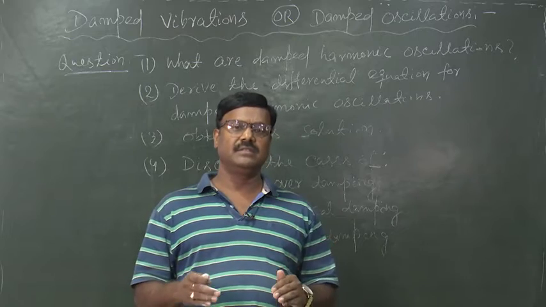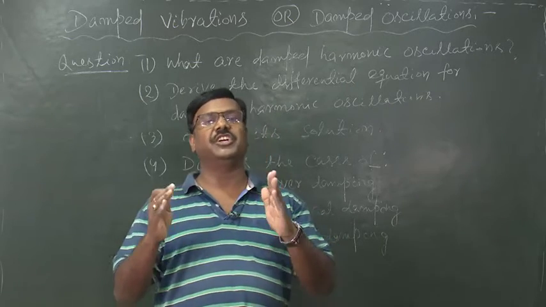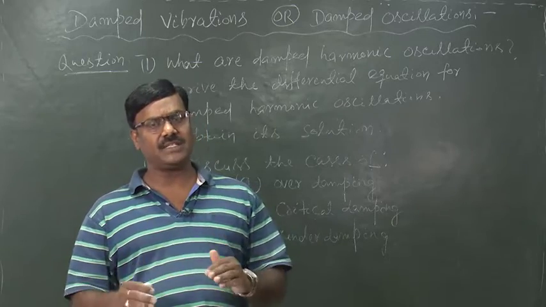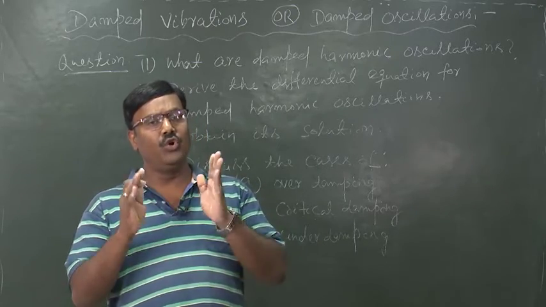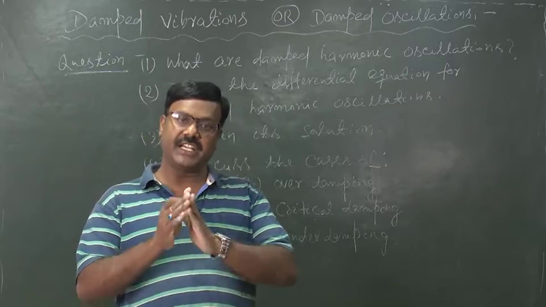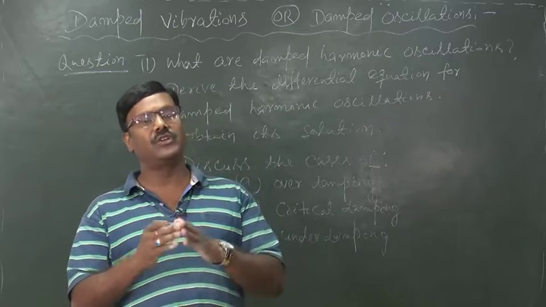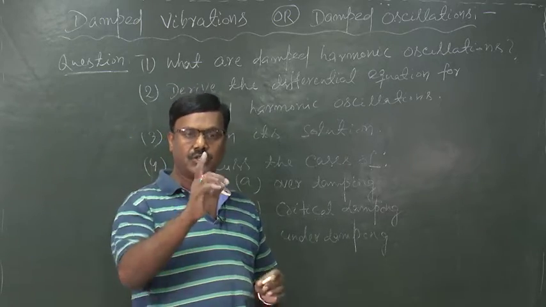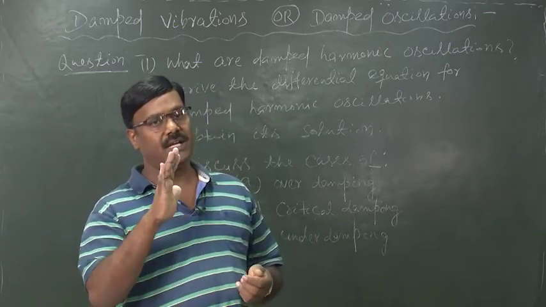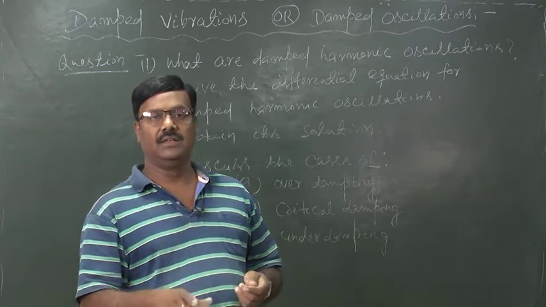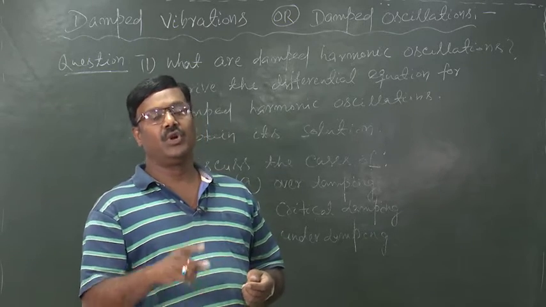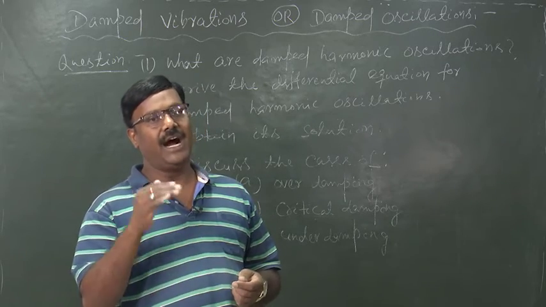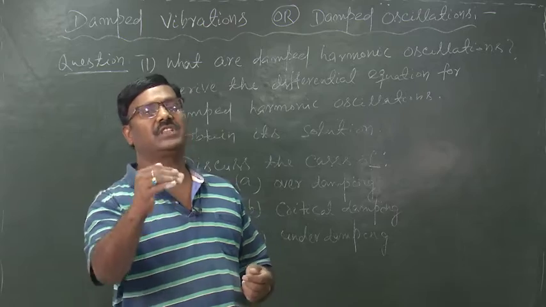Okay. Before going to the details of damped harmonic oscillations, let us first know what is the meaning of damping. Damping means destroy or decrease. Damped vibrations means the vibrations whose energy decreases gradually and also the amplitude decreases. So, we can define damped vibrations as the oscillations whose energy decreases and amplitude decreases with time.